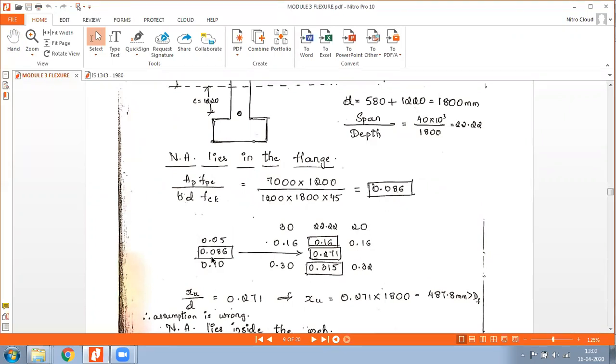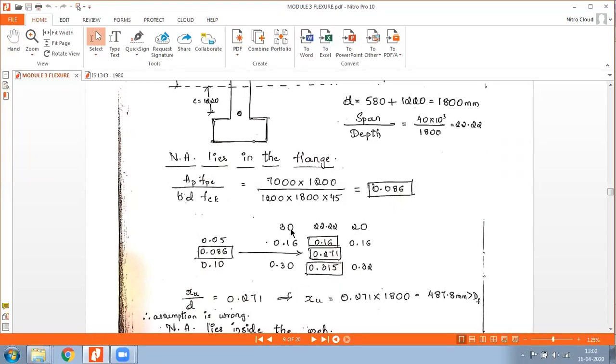Now we need the value for 0.086. So this is the effective reinforcement ratio. For this effective reinforcement ratio, we need to calculate the XU by D values. First we need to write down the calculated L by D ratio here. On calculation, we got the L by D ratio as 22.22. Now we need to do the linear interpolation between these two values.